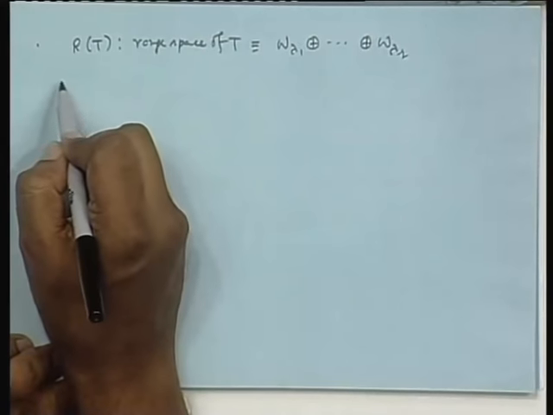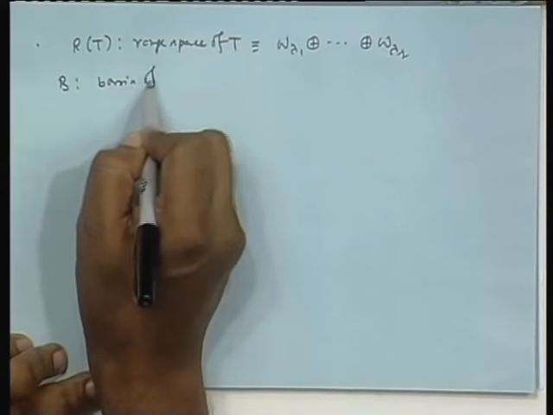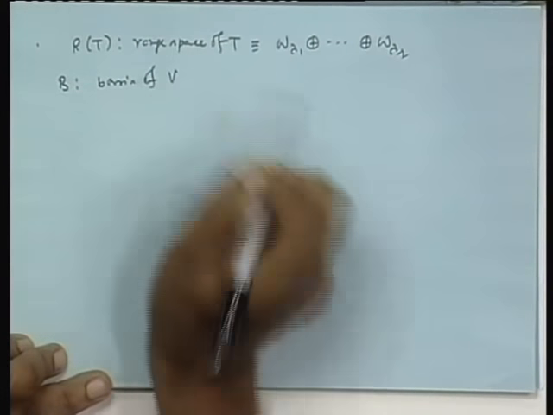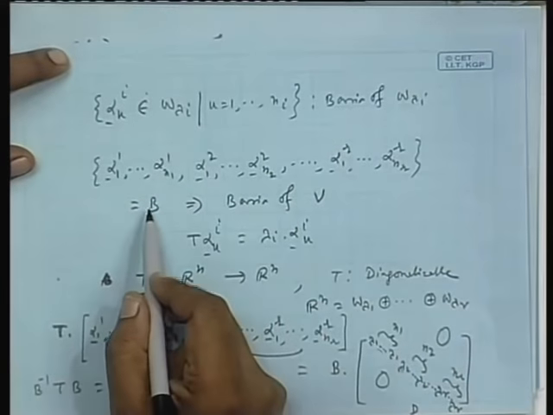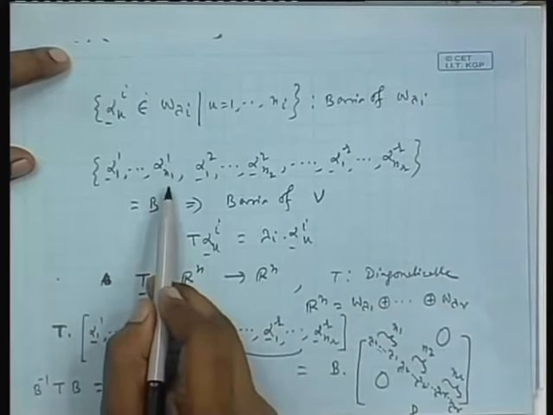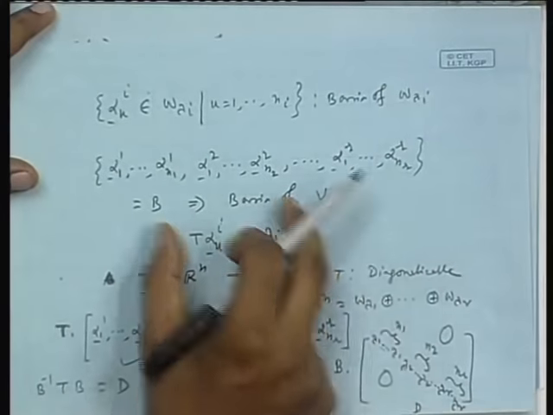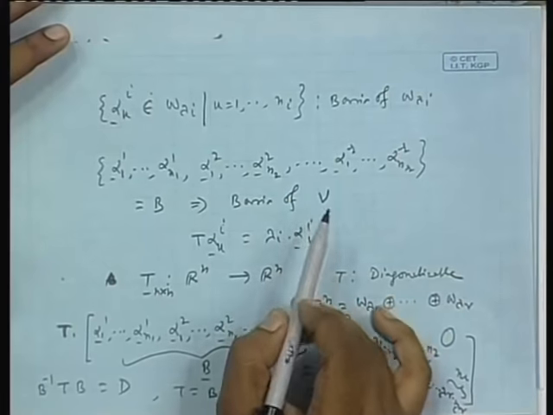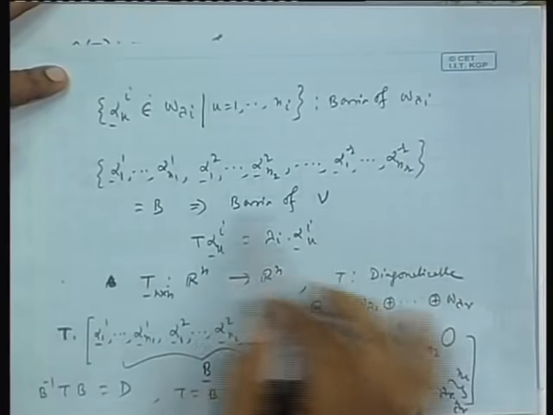Now, we know B as the basis of V. We had already seen it. In case you have forgotten, what was B? We took the basis of each of the eigen subspaces, alpha 1 1 to alpha 1 n 1, then alpha 2 1 to alpha 2 n 2, dot dot dot, up to alpha r 1 to alpha r n r. That was B. That means, given any vector small v of capital V, we can write it as a linear combination of these vectors.